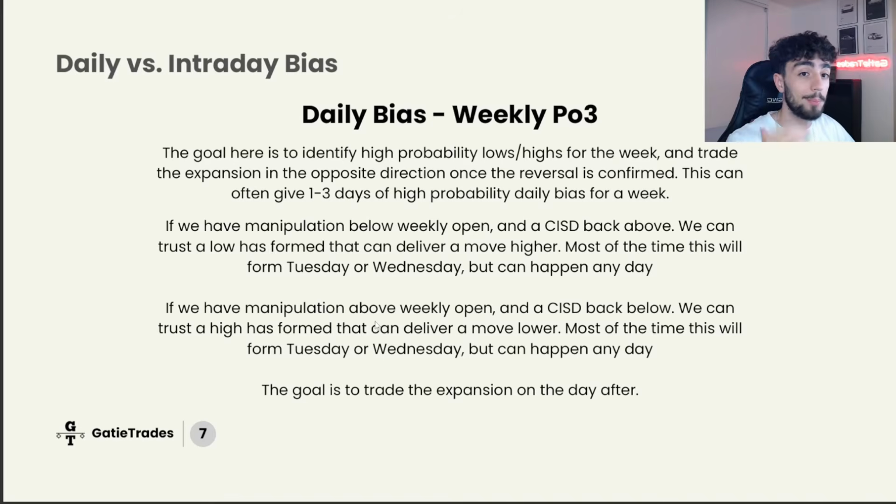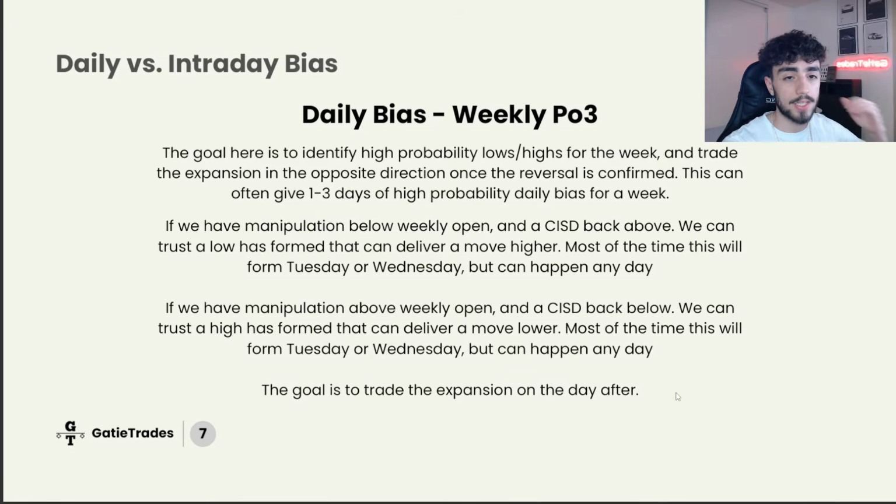If we have manipulation above the weekly opening price, power of 3, and a CISD back below, we can trust that a high has formed because we manipulated higher, and that now we can anticipate a move lower. Again, this doesn't have to be the highest high or the lowest low. It's simply a tool for probabilities. If we have this signature in price, there is a better probability of moving lower at this point than higher. So we can trust that a move lower is to come, and most of the time this will form Tuesday or Wednesday, but it can happen any day.